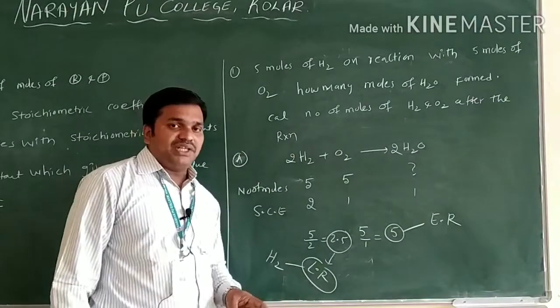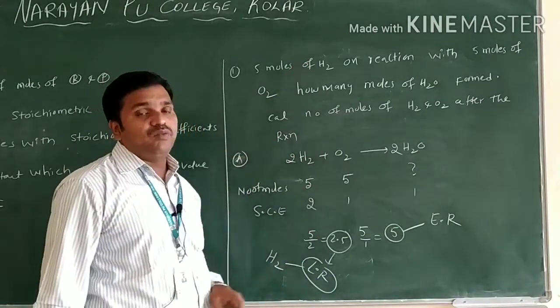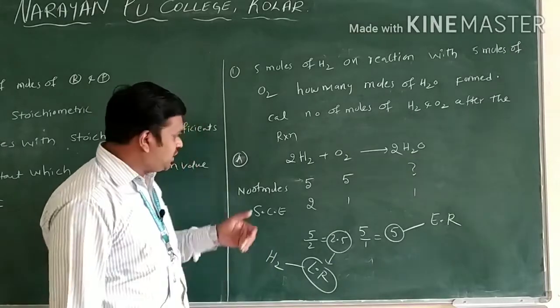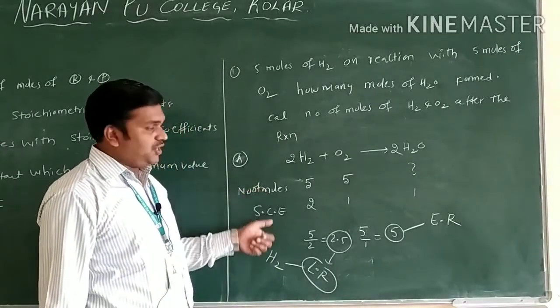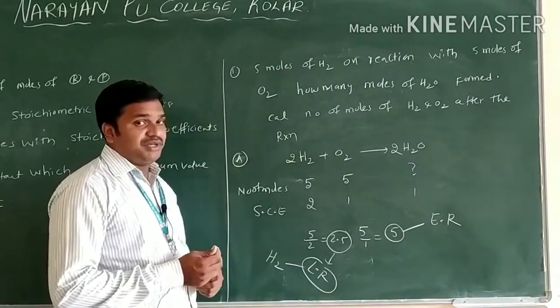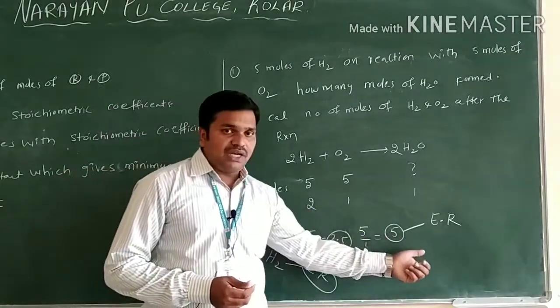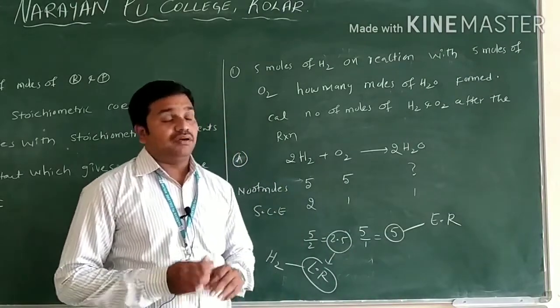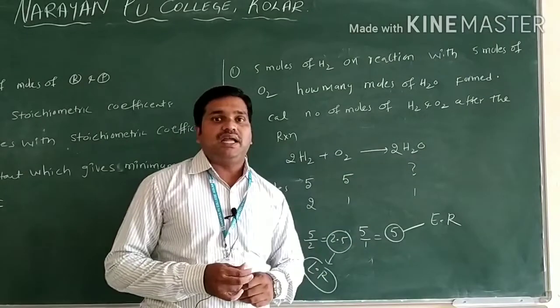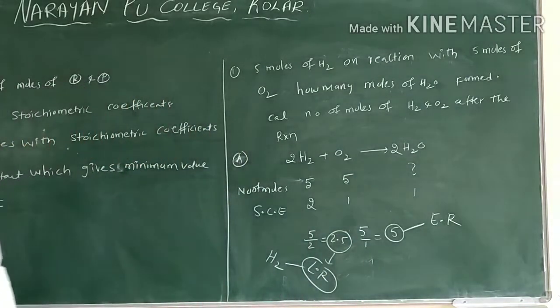I think you all understood. First I wrote the balanced equation, then took the given number of moles, then wrote the stoichiometric coefficients. Then I took the ratio of number of moles to stoichiometric coefficient. The minimum value is the limiting reagent, that is H2, and the maximum value is the excess reagent. Then we can find out how many moles of H2O are formed in the reaction. So how can you find out how many moles of H2O are formed in this reaction? Let us see.